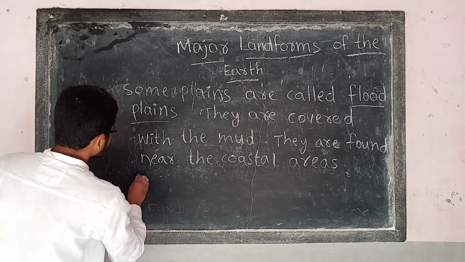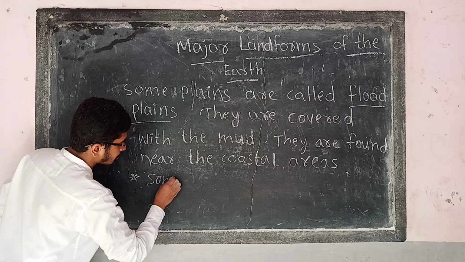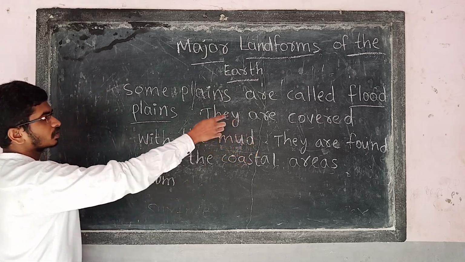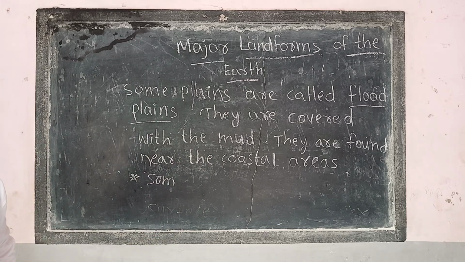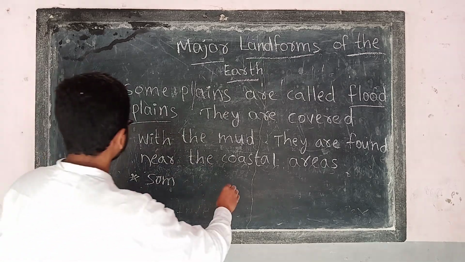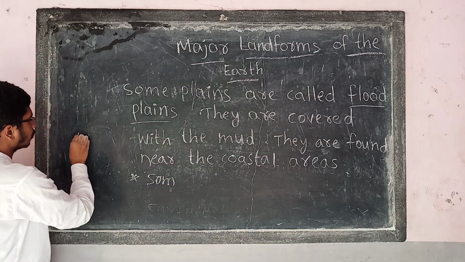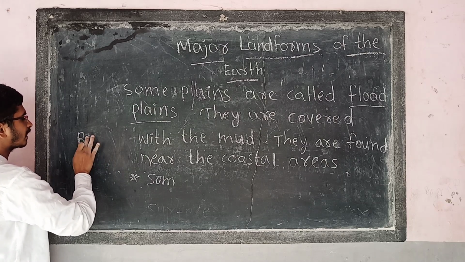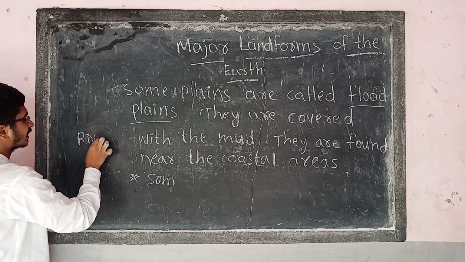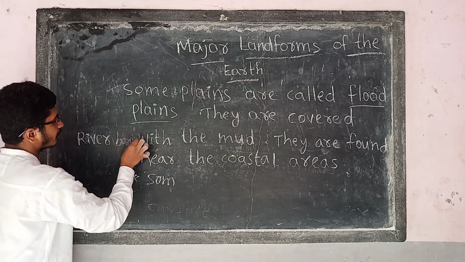And here some plains. Here you can write another point. Mostly these are found in the coastal areas, nearby the oceans. Instead of coastal you can write river banks. Mostly these floodplains are there in the river banks, same like water touching. That is the reason it is mud-like. River banks means where river banks are there.